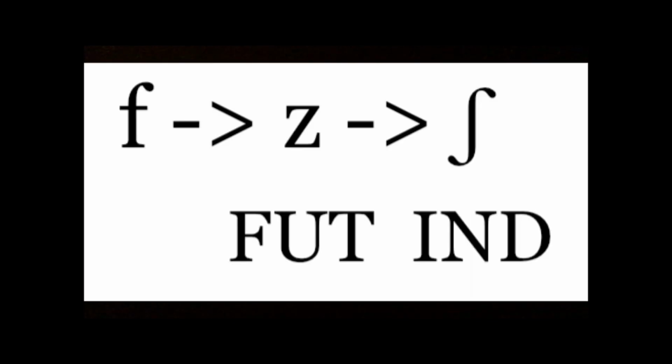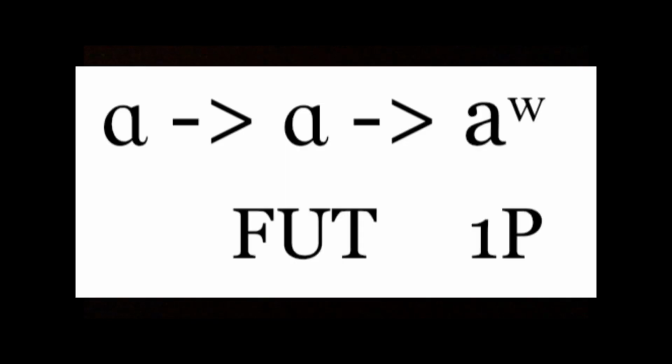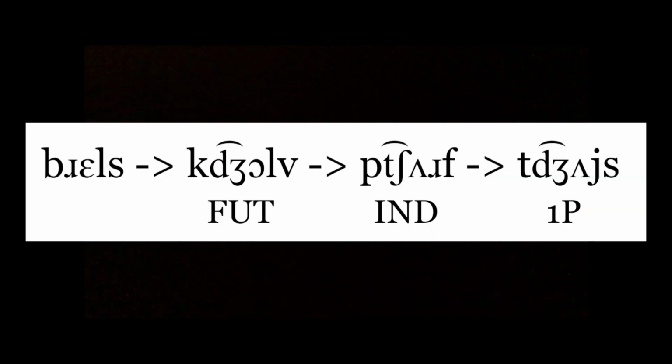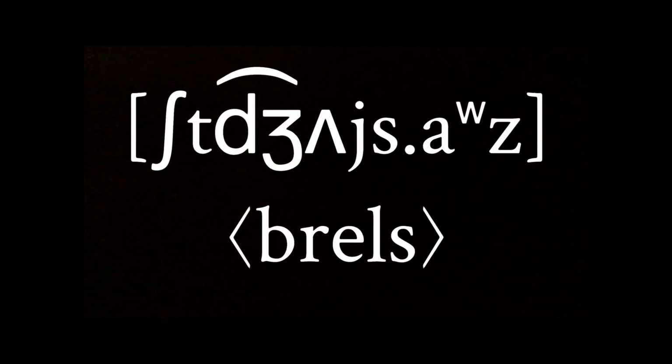First, let's take the marker for first person, which will be mutated for the future tense and then the indicative mood. Next, the marker for the indicative mood will be mutated for the future tense and the first person. And finally, the future tense marker will be mutated for the indicative mood and the first person. And then the original word will be mutated for the future, then indicative, then first person. And this all comes out to our final word, which is pronounced as "rejoices."